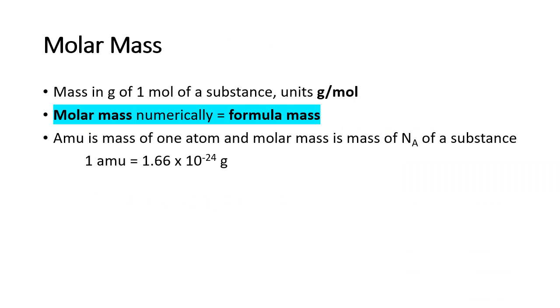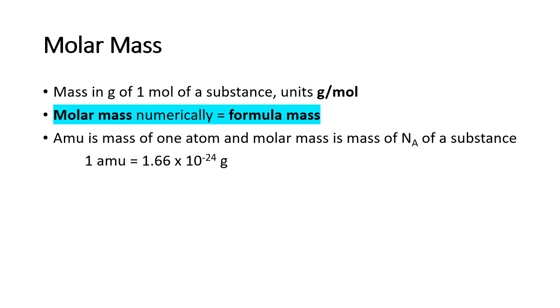But there's another concept we call molar mass. So what is the difference? Molar mass is the mass in grams of 1 mole of a substance, and we give it with the unit of grams per mole. Molar mass is generally what we use when we're doing our calculations. It is numerically equal to the formula mass that we just calculated. But the unit is different. So instead of AMU, it's grams per mole.